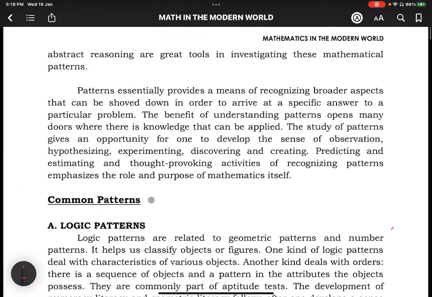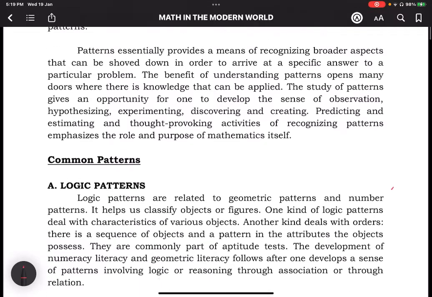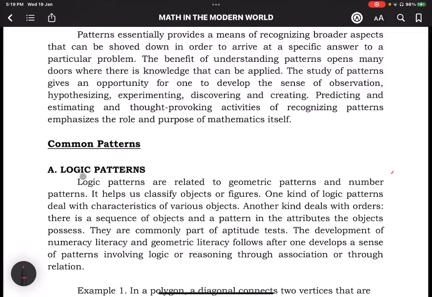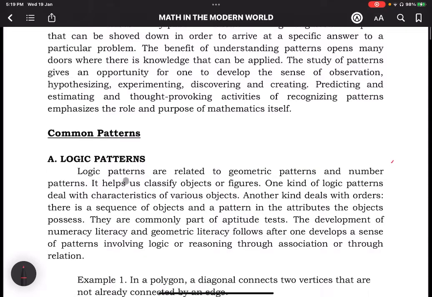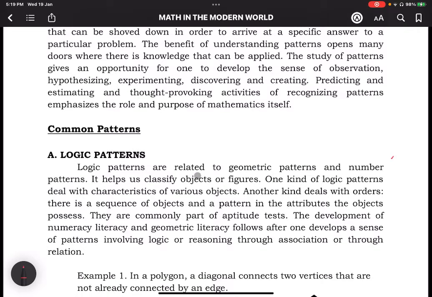Okay? So, para daw natin ma-recognize ng mabilis ang isang pattern, ay let's study yung mga common patterns na nag-exist na. Number one, we have the logic patterns. Logic patterns are related to geometric patterns and number patterns. It helps us classify objects or figures.